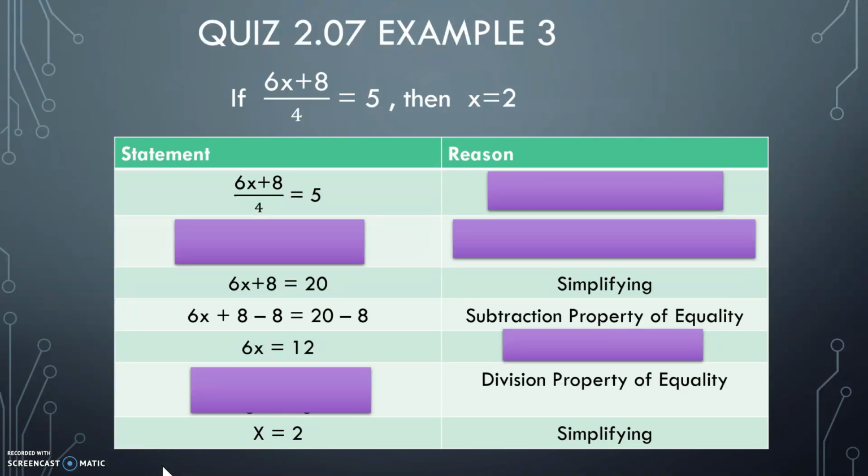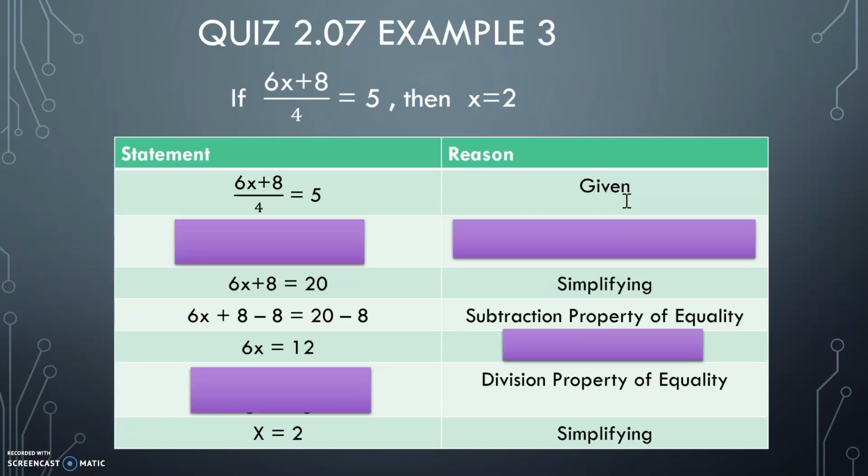Quiz 2.07, Example 3. For the algebraic proof, if (6x + 8)/4 = 5, then x = 2. We're going to find the missing parts of this algebraic proof. So the first reason is always the given.